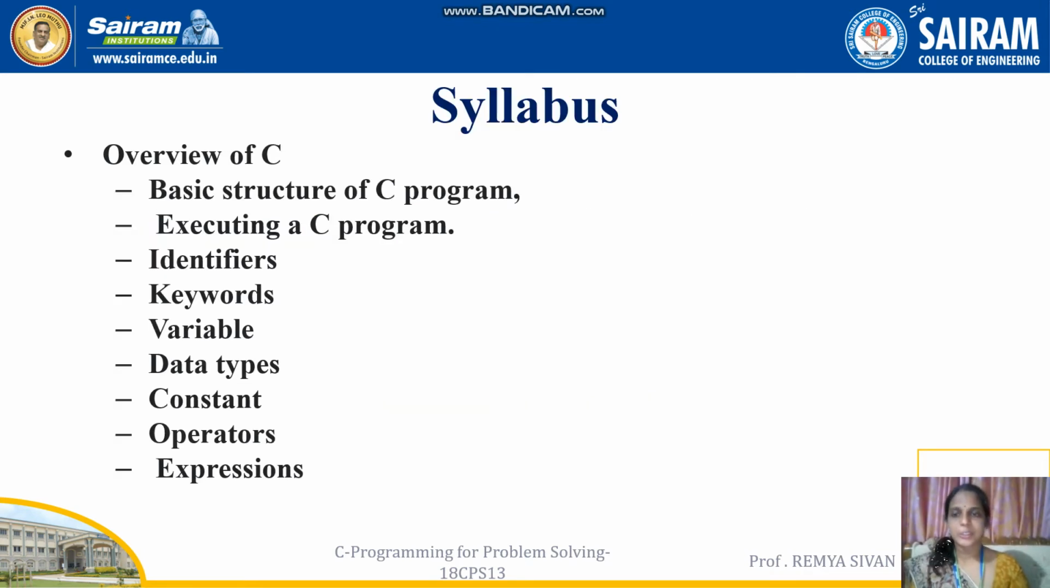Good morning, students. So we have learned the first module. The first part was the introduction to hardware and software, and basic operating units. And the second part is the overview of C. In the overview of C, we have seen the structure of a C program, how to execute a C program, and what the tokens of a C program are: identifier, keyword, variable, data types, constant, operators, expression, everything we have seen.